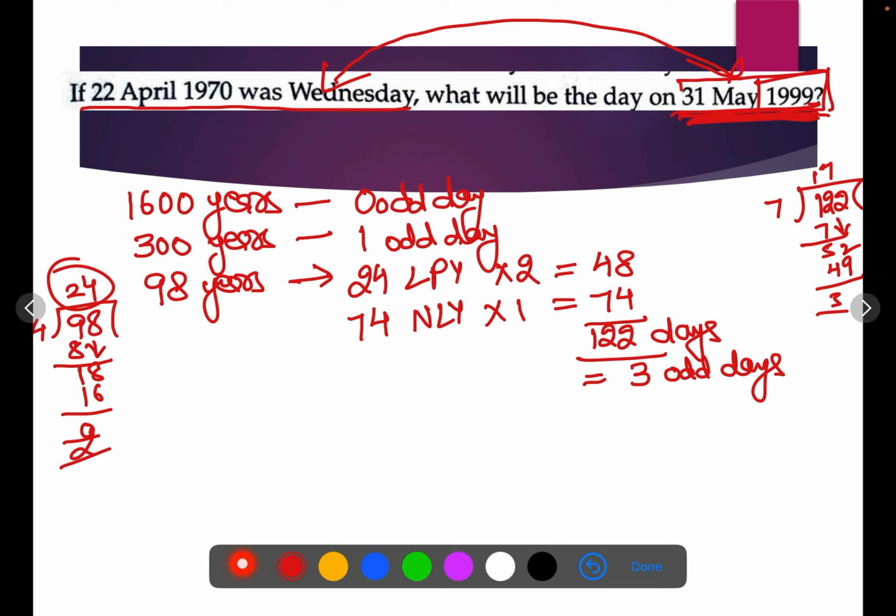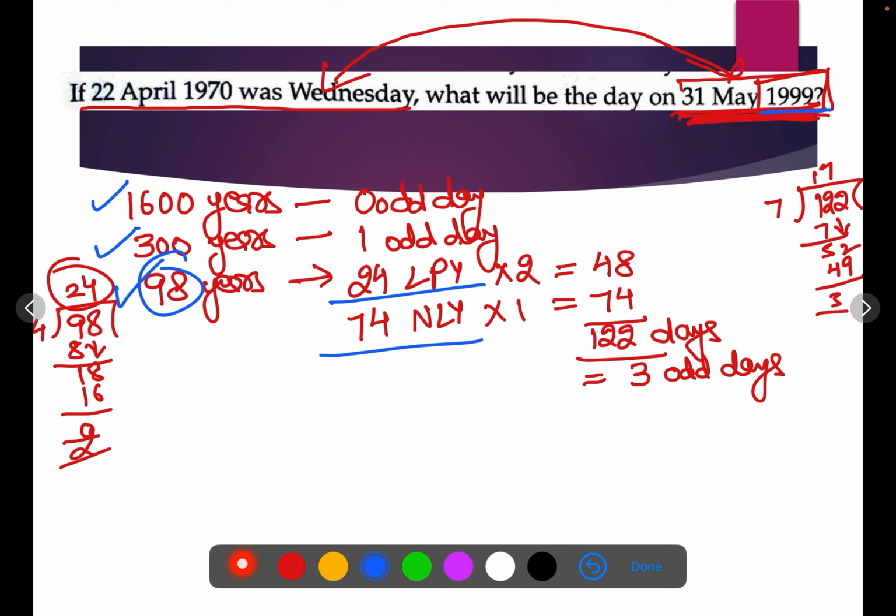I hope the question is clear. What are we doing here? I repeat it. This is year 1999. I have already covered 1600, 300 and year 1999 has to be calculated only till 31st May. So I have taken 98 years. So 98 years is divided into two parts. 24 leap year, 74 non-leap year. I have divided 98 by 4 to find out number of leap years and then 98 minus 24 gives you 74 which is non-leap years.